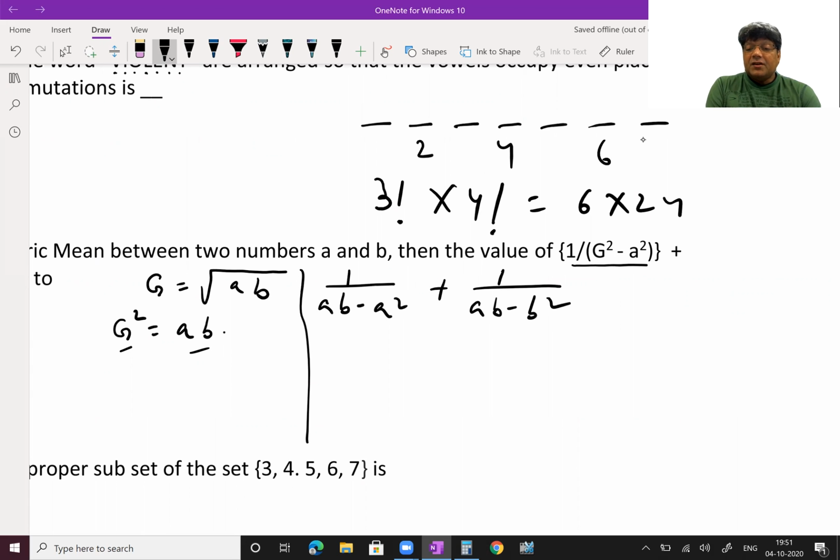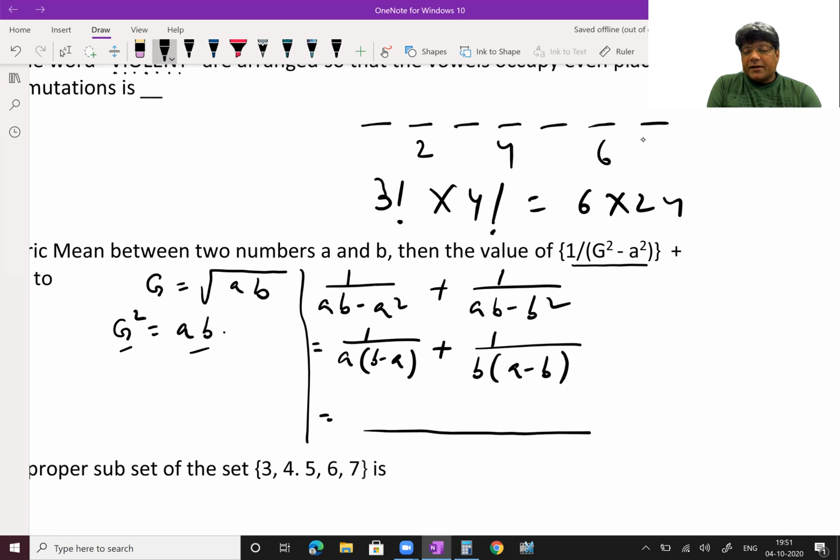Here I can write this as 1 by A, where A is common, so it will be B minus A, plus 1 by B, where B is common, it will be A minus B. If I take the LCM, it is AB into B minus A. Dividing by the first denominator, the remaining is B. Then for A minus B, a minus sign will come, B cancelled, so minus A will come. B minus A, B minus A cancel, and it is coming 1 by AB.